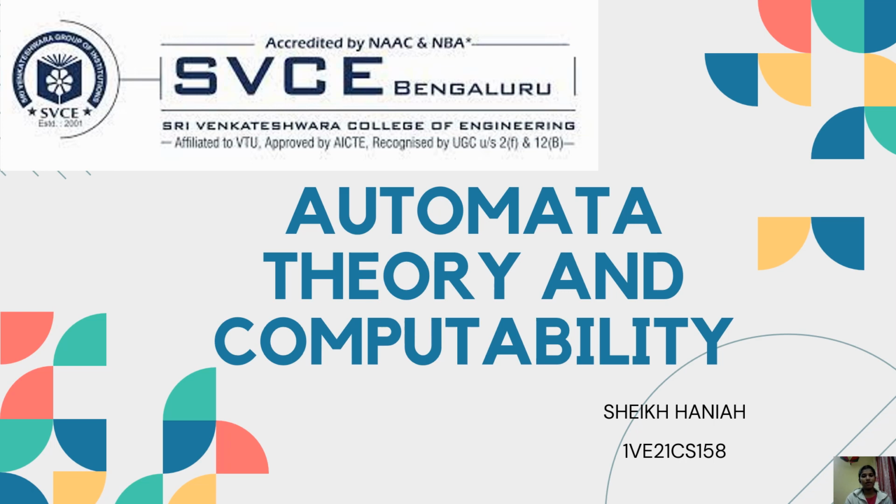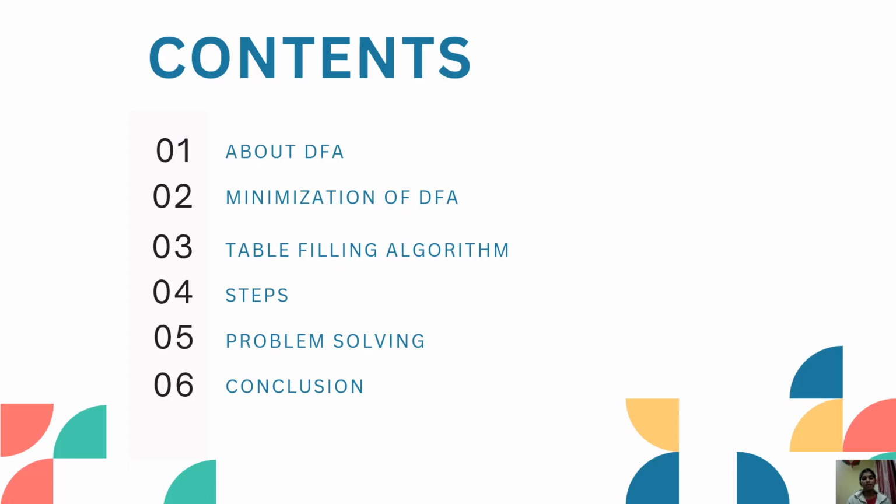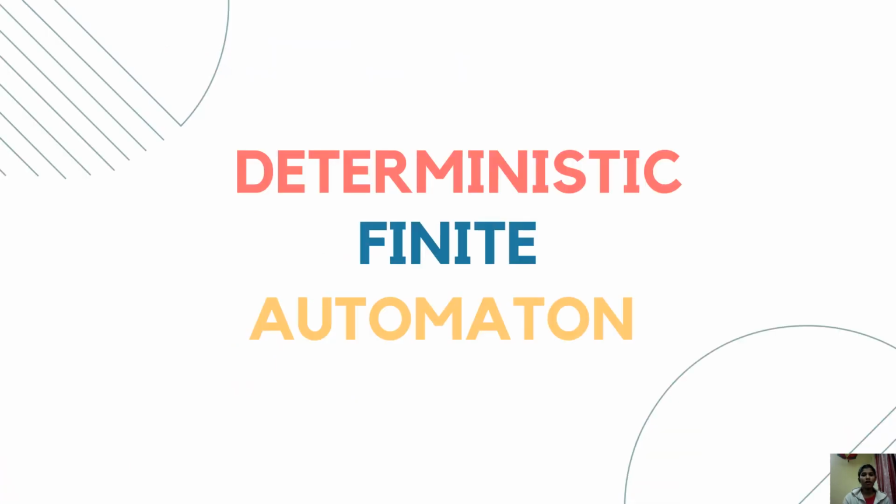So today I'm here to cover the topic of subject Automata Theory and Computability of 5th Sem Engineering. So I'll be covering the topic that is minimization of DFA. First we'll go through the contents. The contents are: what is DFA, minimization of DFA, table filling algorithm which comes under minimization of DFA, steps involved to solve, where we'll be solving one of the problems, and conclusion.